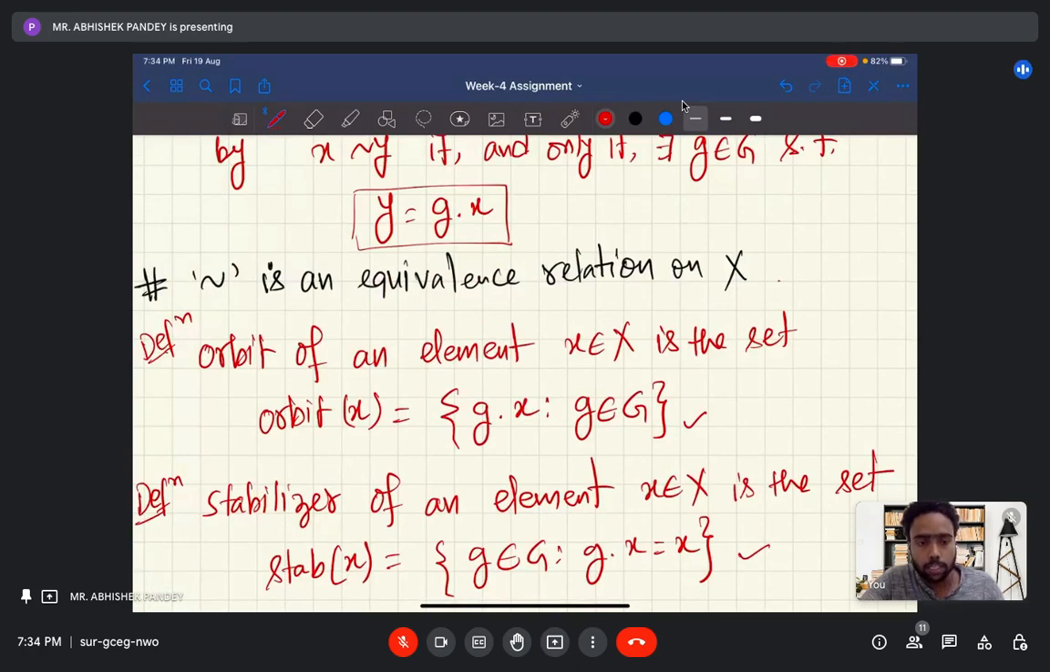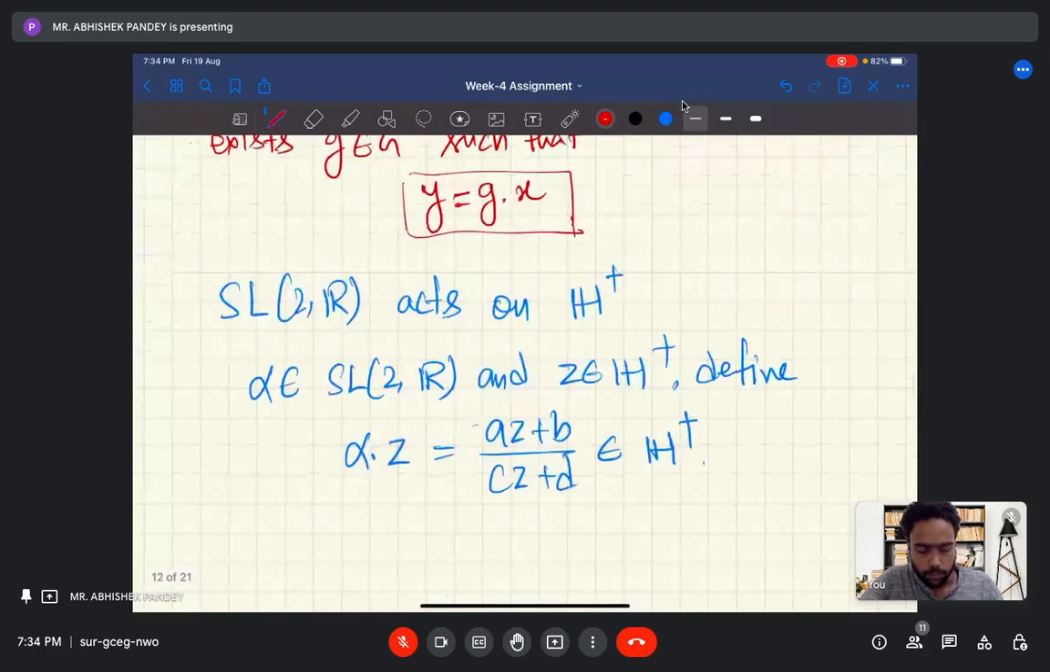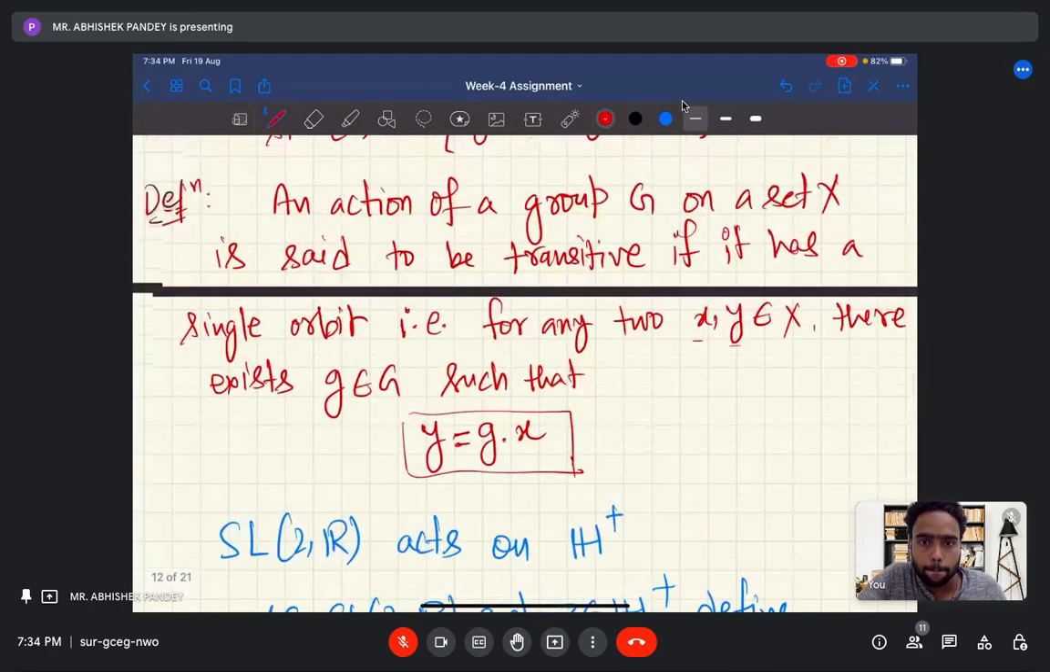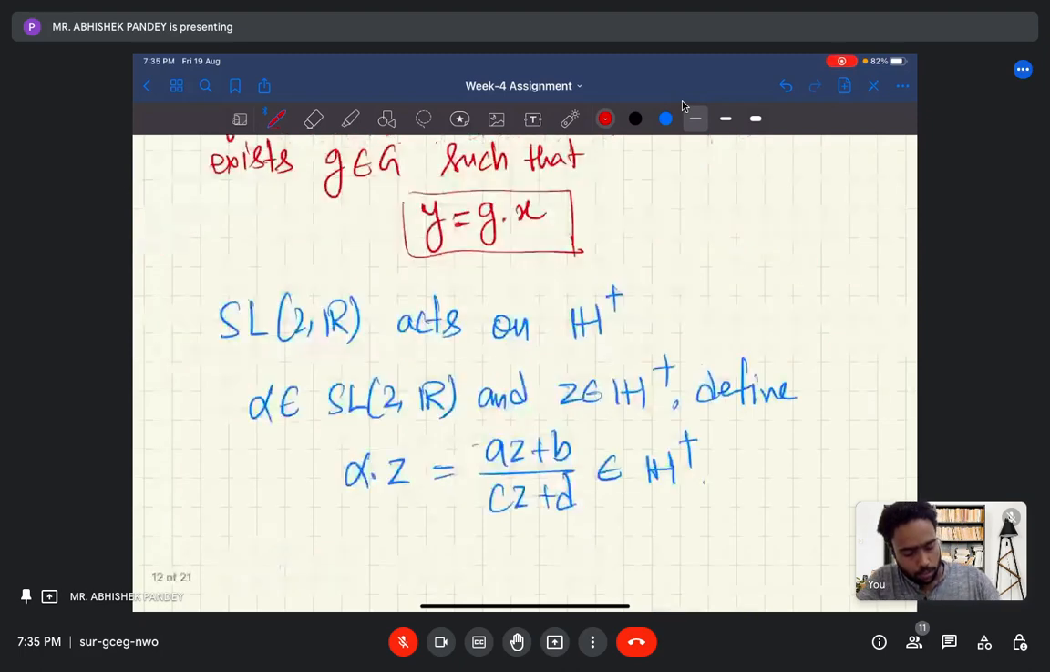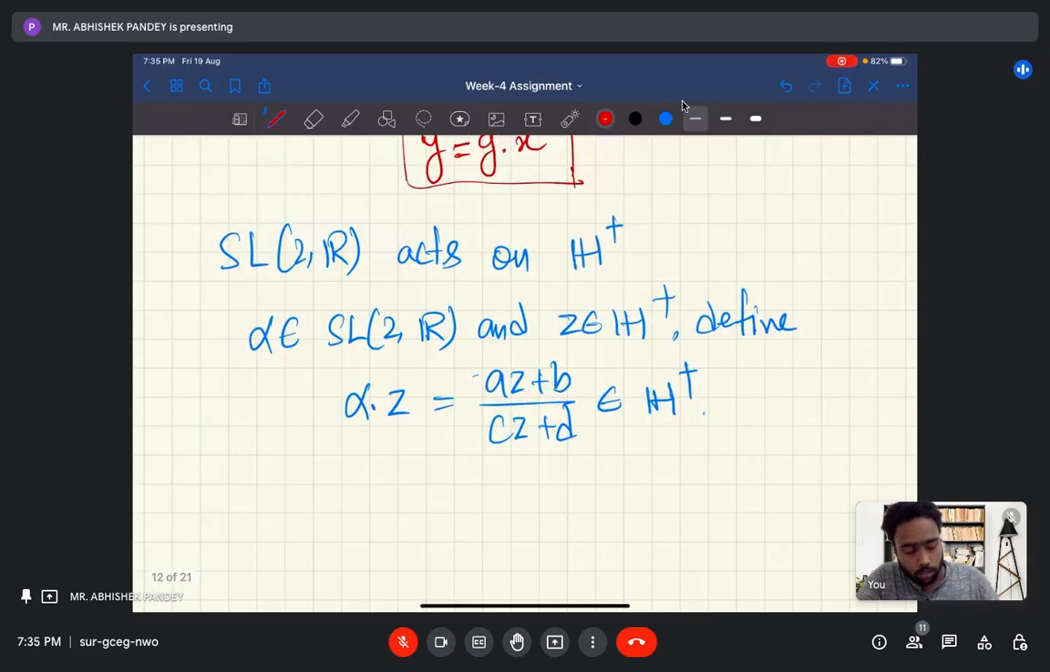Understanding of this definition is important to relate the group action with the complex kind of thing we are doing. So is it clear to everyone? Anyone, please respond. Hello? Yes, sir, this is clear. Okay.